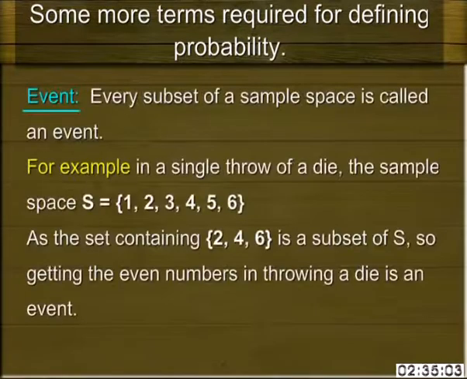We define some more terms which are required for defining probability. Event. Every subset of a sample space is called an event. For example, in a single throw of a die, the sample space S is the set having members 1, 2, 3, 4, 5, 6. The set containing 2, 4, 6 is a subset of S. So getting the even numbers in throwing a die is an event.